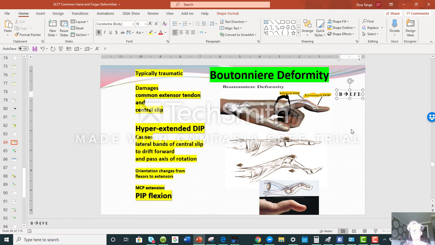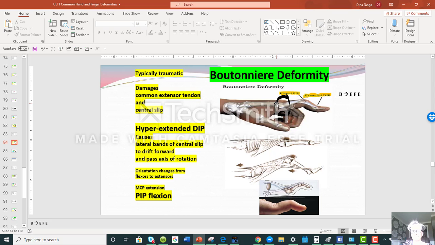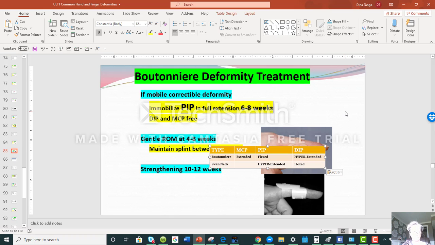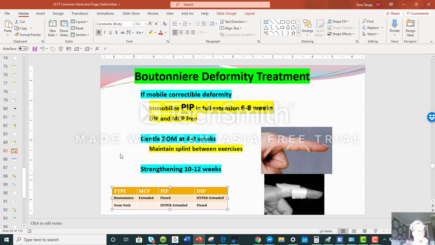Put that up here. So extended, flexed, extended. Boutonniere. No, you can put that on there. That's not a problem. We can put that on there. Okay. So extended, flex, hyperextended, extended, whatever.